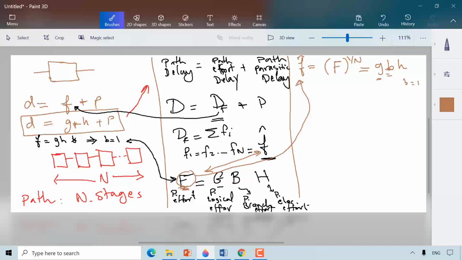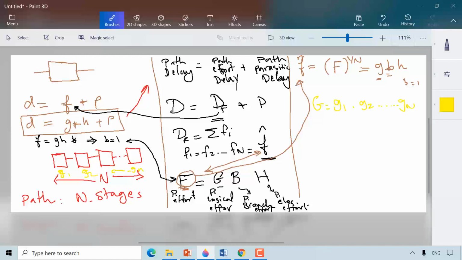And h is the electrical effort per stage, C out over Cn. Now we need to understand what these quantities are. What is G? Since every one of these stages has G1, G2, Gn, every stage has a value, so G is the multiplication of G1, G2, and so on. You multiply the G's for all the stages.